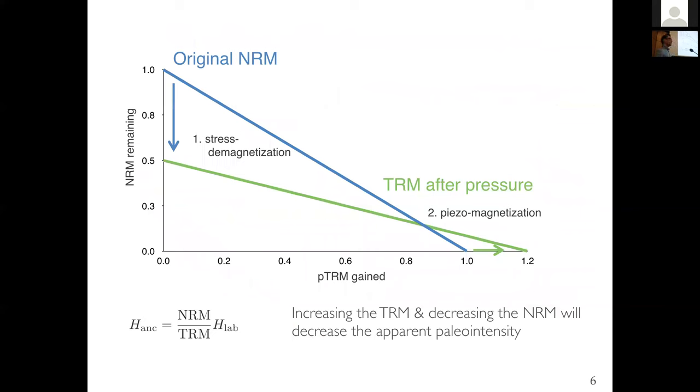So what would those two effects of pressure do to our paleointensity? This is a very basic Arai diagram with perfect recorders. Assuming we have a one-to-one line, pressure demagnetization would remove some of the initial magnetization, thereby lowering the slope of the fit and lowering the paleointensity. On the other hand, if we have this piezo-enhanced magnetization, we would make a better recorder, increase the magnetization at the final pTRM steps, again lowering the paleointensity by lowering the slope of the fit. So these two effects we're trying to figure out, and whether they actually play a role.